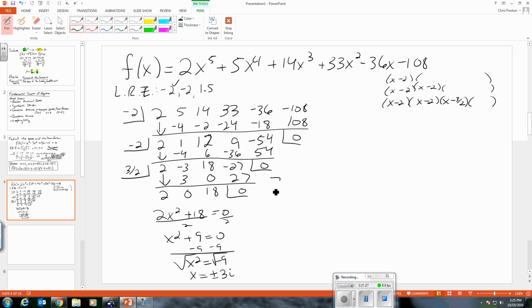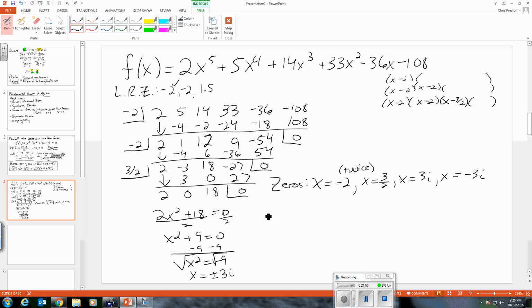So zeros. I have x equals negative 2, and I'm going to say I have that twice. And I could write it twice, but I'm just going to write myself a little note here. There's 2 of them, so I'm going to write it twice. x equals 3 halves, x equals 3i, and x equals negative 3i.